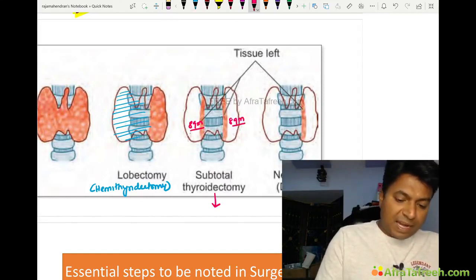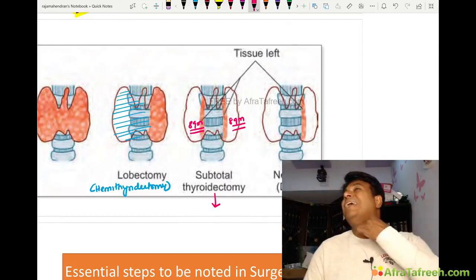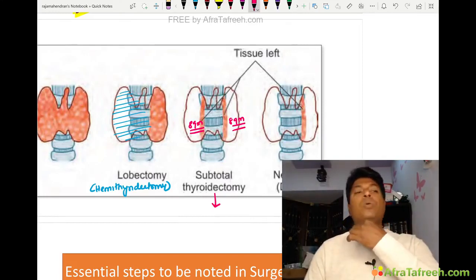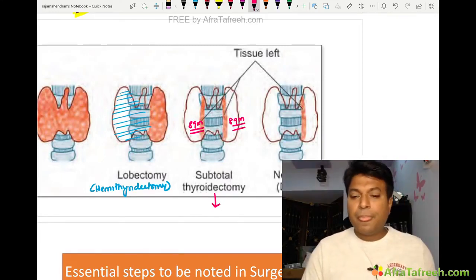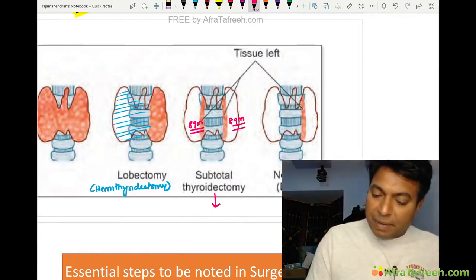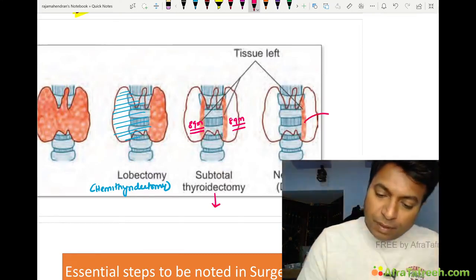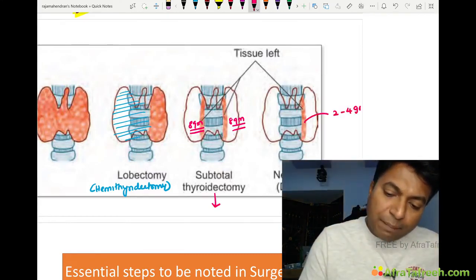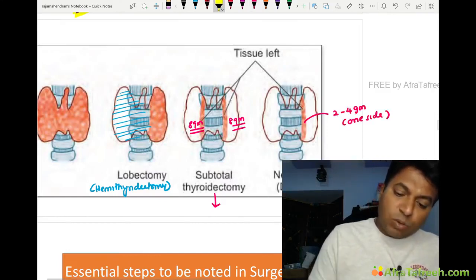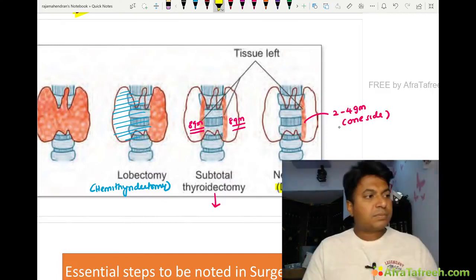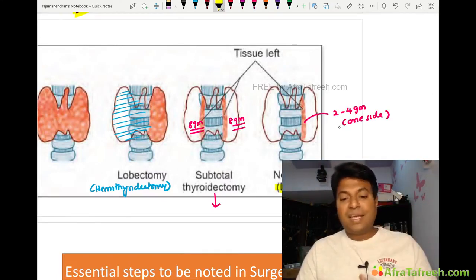A direct line from Bailey and Love. Leaving 8 grams of tissue on the tracheoesophageal groove on one side and another 8 grams on the other side is known as subtotal thyroidectomy. There is also near total thyroidectomy mentioned in Bailey and Love. What is near total? It is 2 to 4 grams of tissue left on one side only. That surgery is known as Dunhill operation.